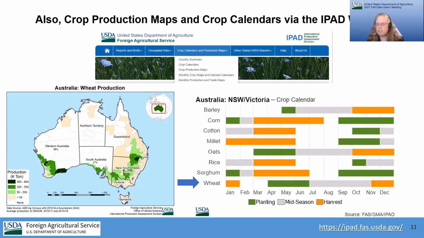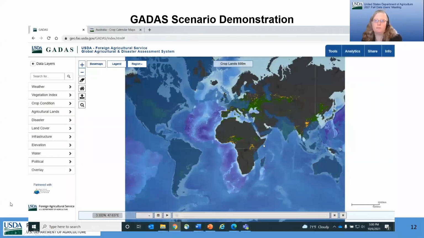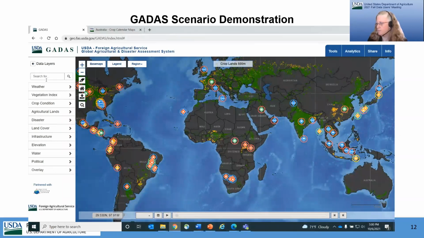Okay, so next, let's switch to the application. When we first open up GADAS, this is how it appears with a few data layers on the map. You can see our categories of data on the left, the time slider across the bottom, and then additional features and tools across the top.